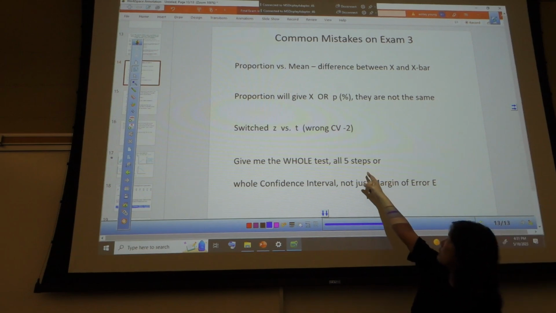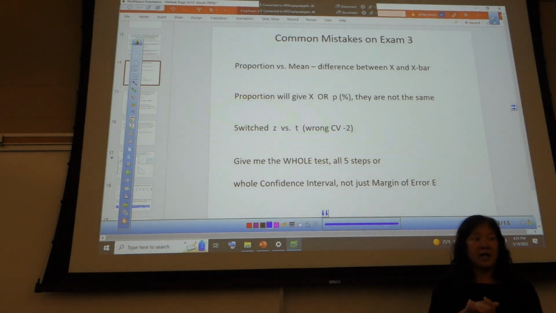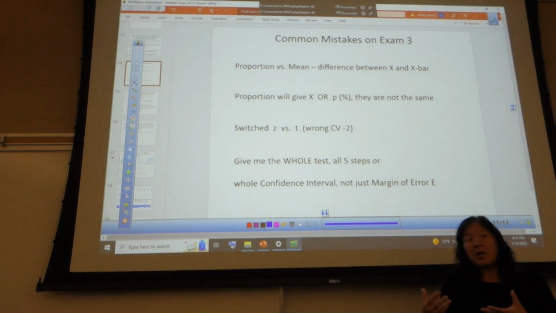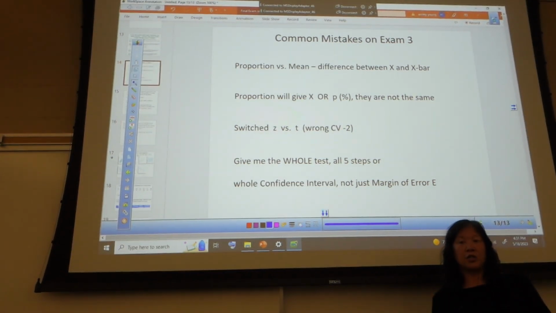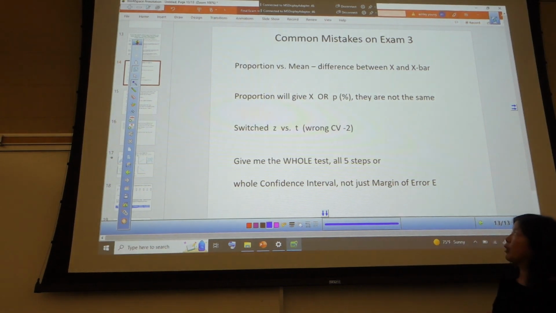Other major mistakes were people not giving all 5 steps. In step 4, you have to say reject or fail to reject H naught. That's key. That's the whole point of this. It's called a hypothesis test because you're rejecting or not rejecting the null hypothesis. So you have to make sure you include that. Some people lost a lot of points with that one.